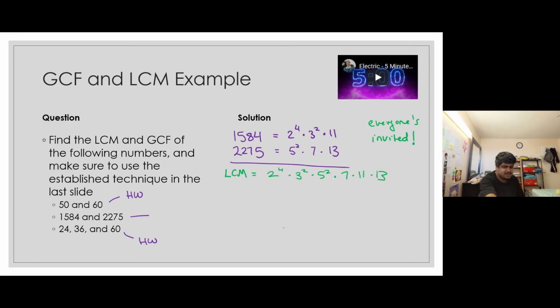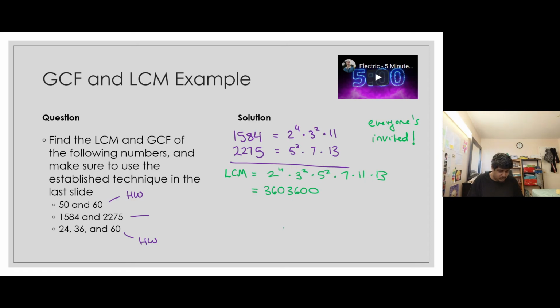Basically, we never really had to make a decision because there was never a situation where there was the same number. We were never really picking between two of the same exponents with the exact same base. So pretty much the LCM, let's go ahead and just multiply this number straight up. So we have 2 to the power of 4 times 3 squared times 5 squared times 7 times 11 times 13. We would get 360,360.